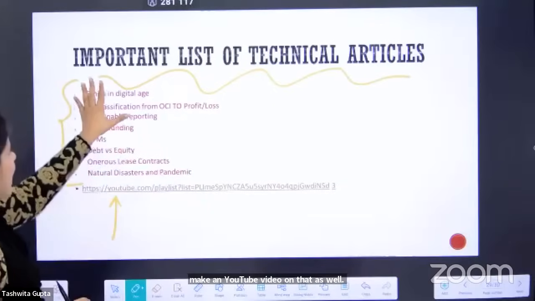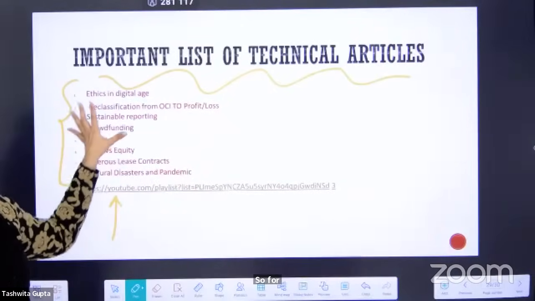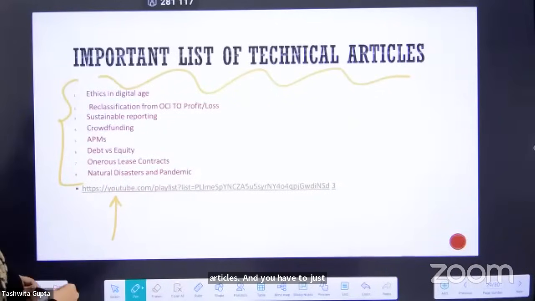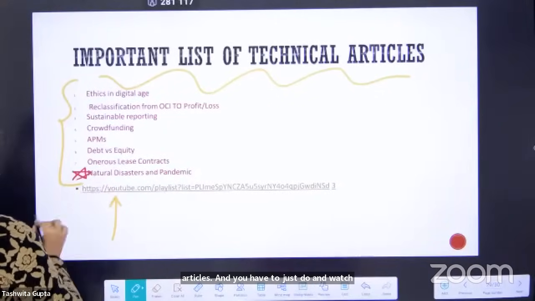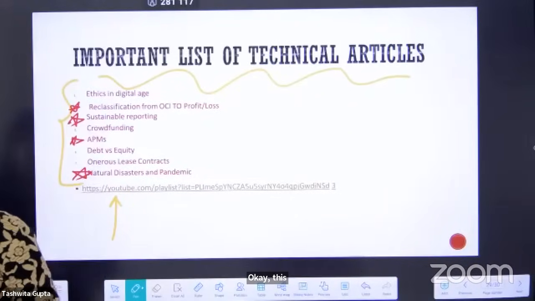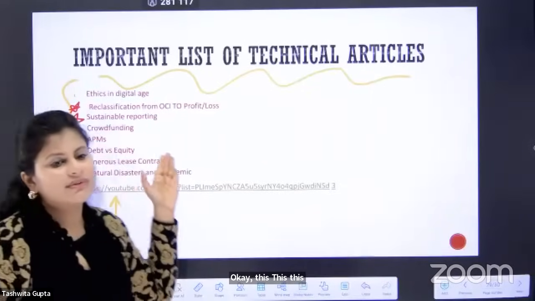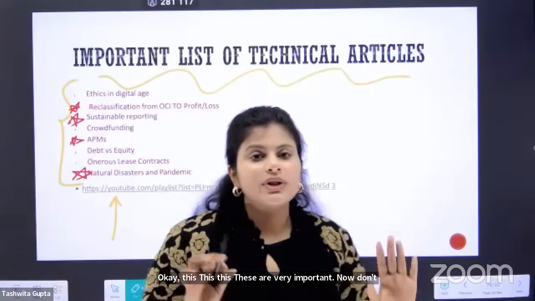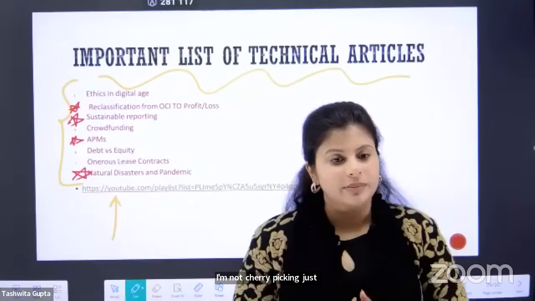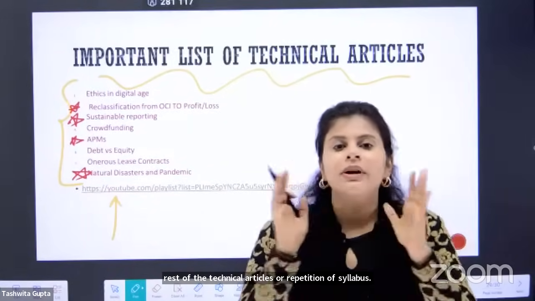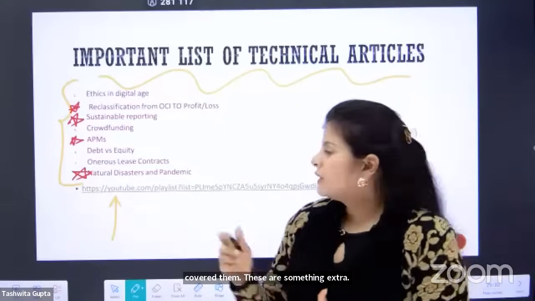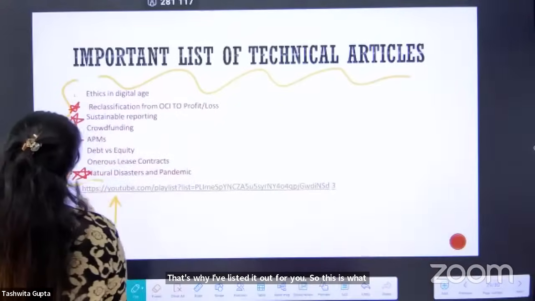So for now, these are the most important technical articles, and you have to just do and watch them, specifically this one. These are very important. Now, don't cherry pick out of these at least. I'm not cherry picking just 8 technical articles for you. The rest of the technical articles are repetition of the syllabus. So if you have done your syllabus well, you've already covered them. These are something extra. That's why I've listed it out for you.